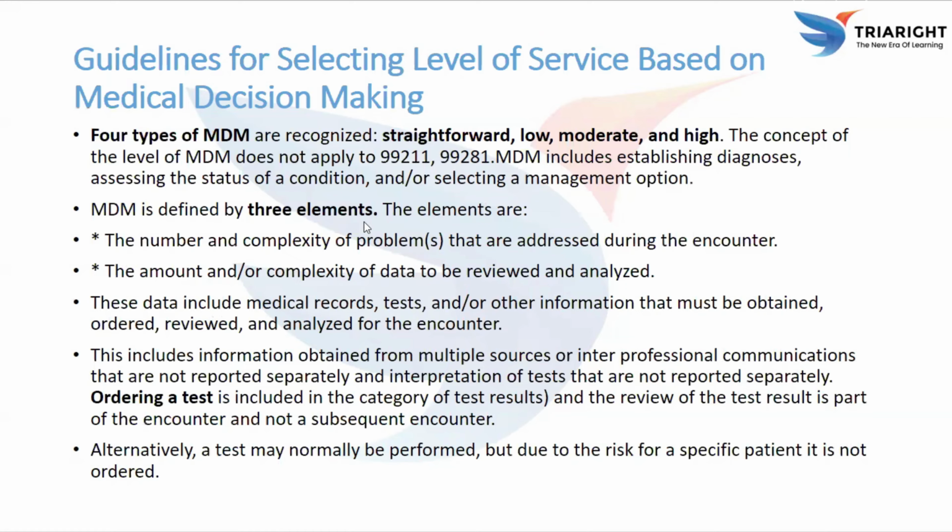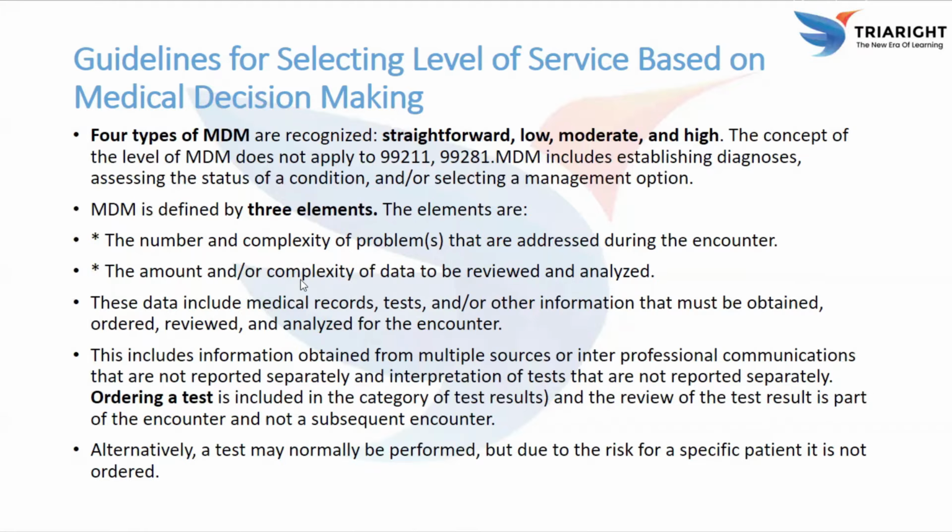So what makes up MDM? The 3 elements. What are those? Element number 1, number and complexity of the problems addressed. This includes the number of problems, whether they are self-limited, acute, chronic, stable versus worsening or life-threatening. So only problems addressed count, not just listed.